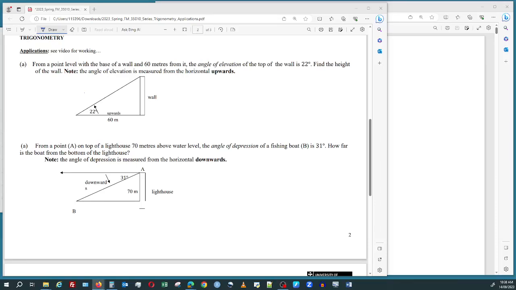Okay, welcome back. We're doing the second part of applications, which was some of the things we did for trigonometry. So we can see them here.